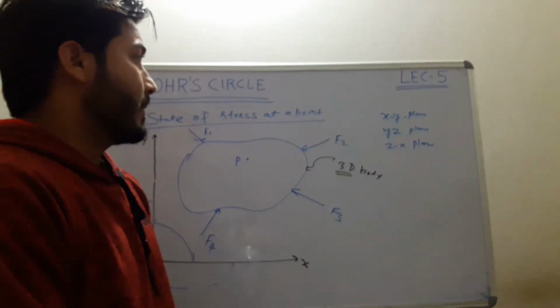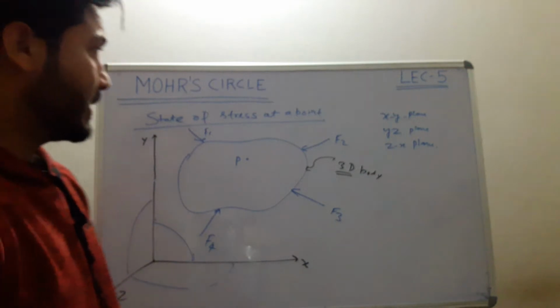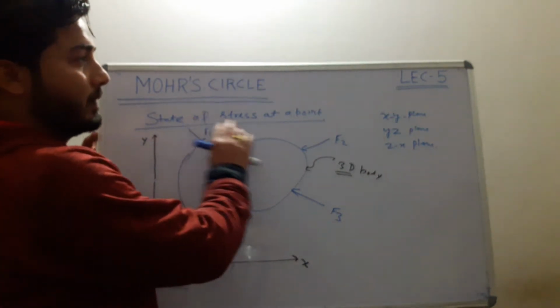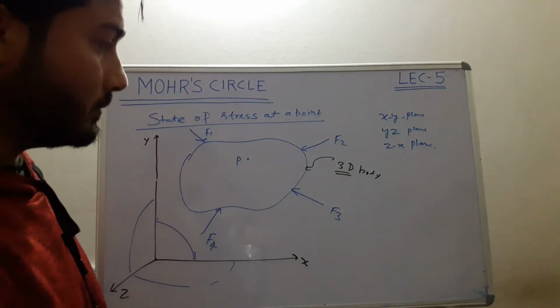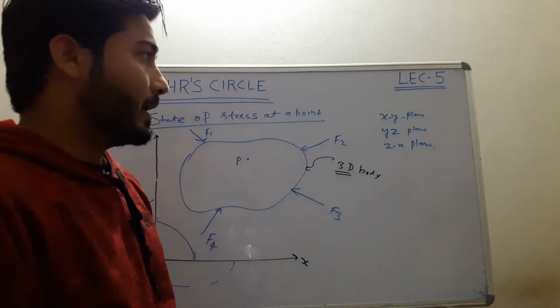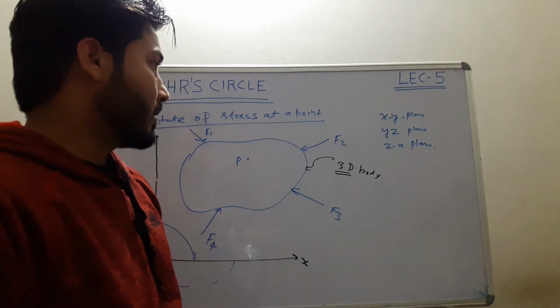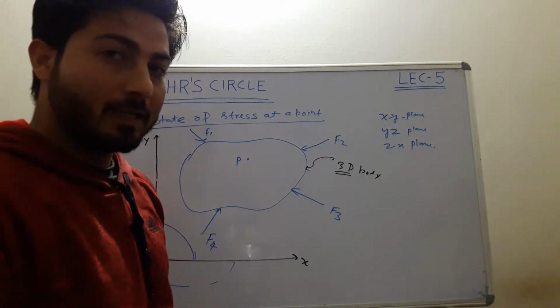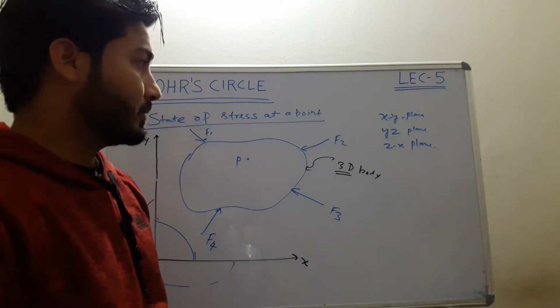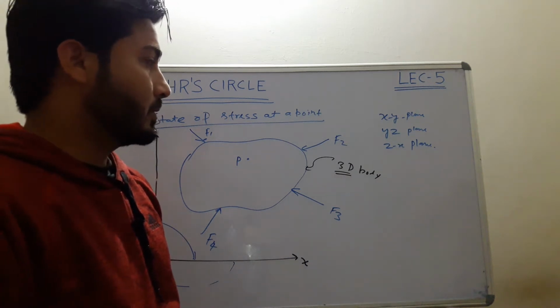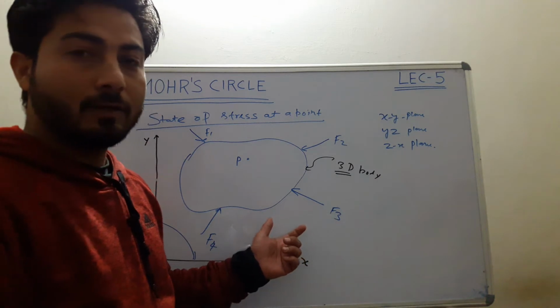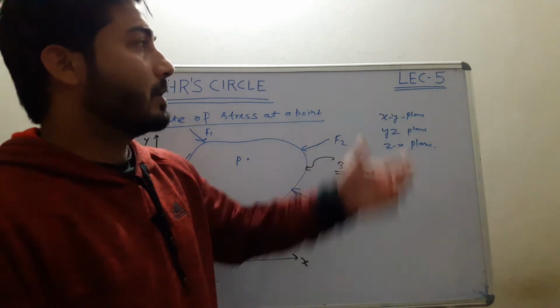Hello everyone. Today our objective is to construct a Mohr circle in lecture 5. In lecture 4, I have already discussed the concept of stress and strain. So I advise you, before watching this lecture, you have to go through lecture 4.